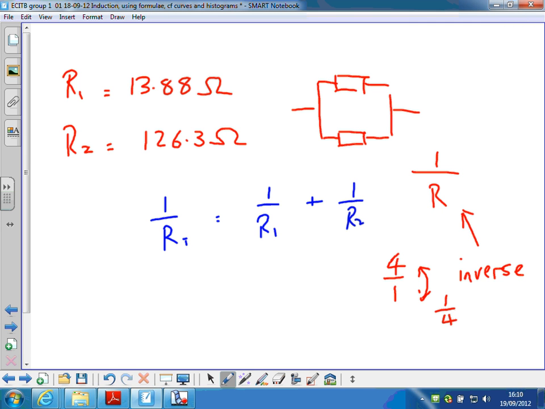So what's the inverse of 1 over R? R, or R over 1. What's the inverse of 1 over the total resistance? The total resistance. So to get the total resistance, once we've done this right-hand side, we need to invert it to get the total resistance. That's the step that people often leave out, because the left-hand side is not the subject directly.